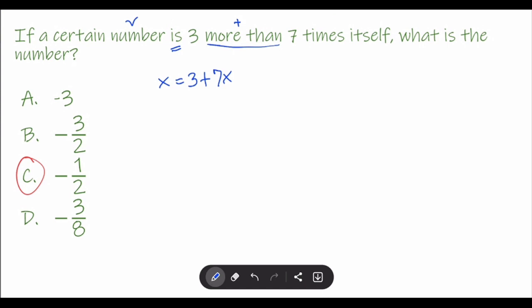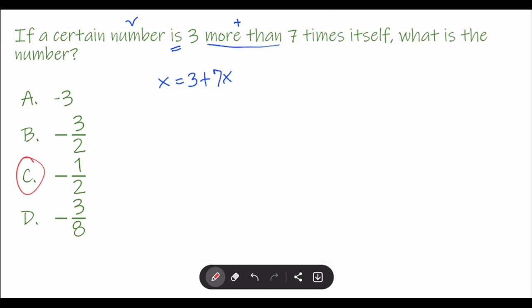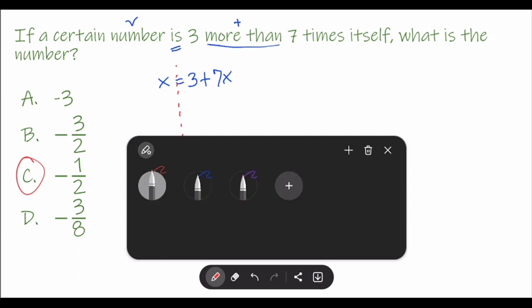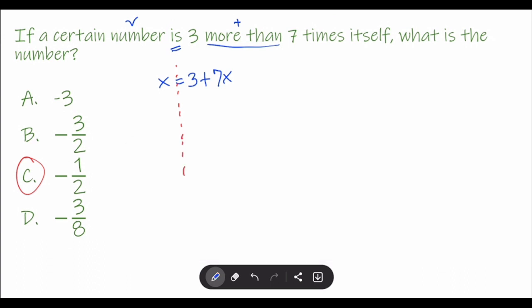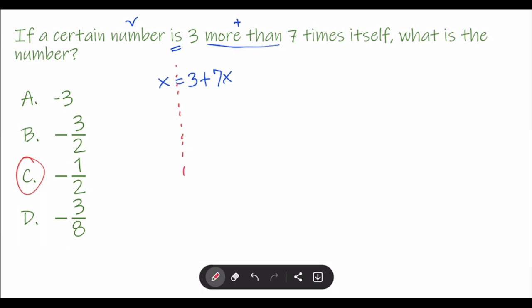Then we're going to separate the terms with the variable and without the variable. You can make an imaginary boundary here between the equal signs. We're going to separate the one with x and without x. So we can transfer the 7x to the other side. To transfer that, we subtract 7x from both sides so that this will be 0, because 7x minus 7x is 0, and it will be transferred to the other side.